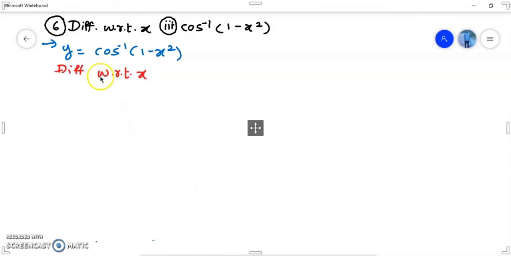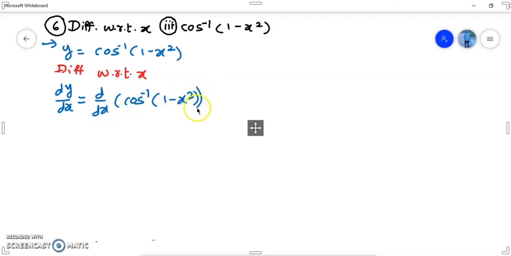Now this is a new example. Cos inverse of 1 minus x square we have to differentiate. So what we do is, as usual, we have taken y is equal to cos inverse of 1 minus x square. Now the differentiation process starts. So differentiating with respect to x, I get dy by dx is equal to d by dx of the right hand side, cos inverse of 1 minus x square.